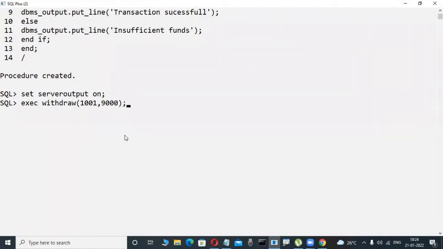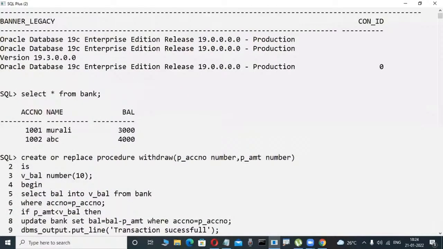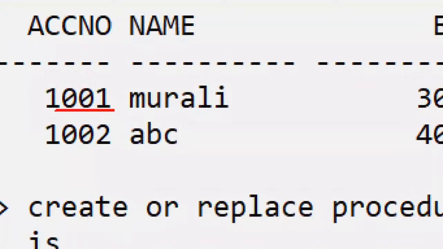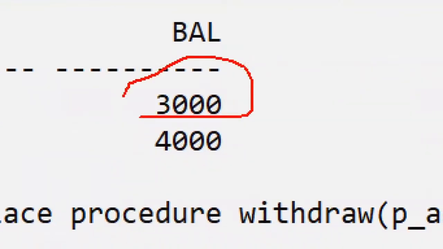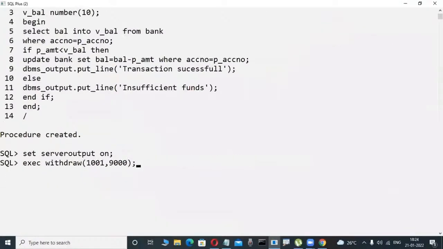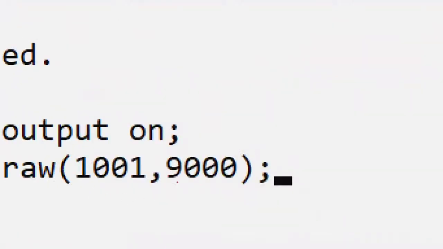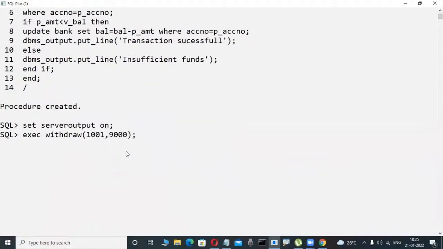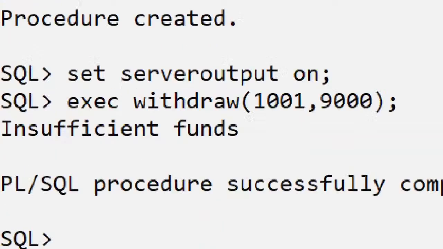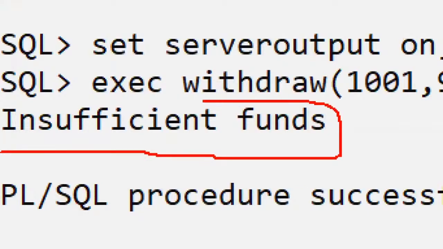Observe here, slowly observe it here, my account number in this table. Scenario, observe the logic. 1001 is my account number. Murali is my name only. Now, my balance is how much? 3,000. In my table, 3,000 is the current balance. Now, my account number 1001, but I try to withdraw how much amount? 9,000, I try to withdraw, because this program I'm writing only, don't worry. Whenever I try to withdraw 9,000, is it possible? No. So now here it will give what? Yes, the message: insufficient funds.